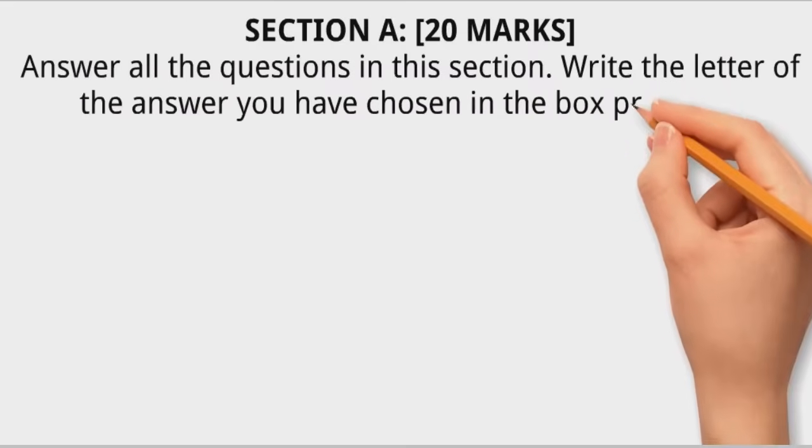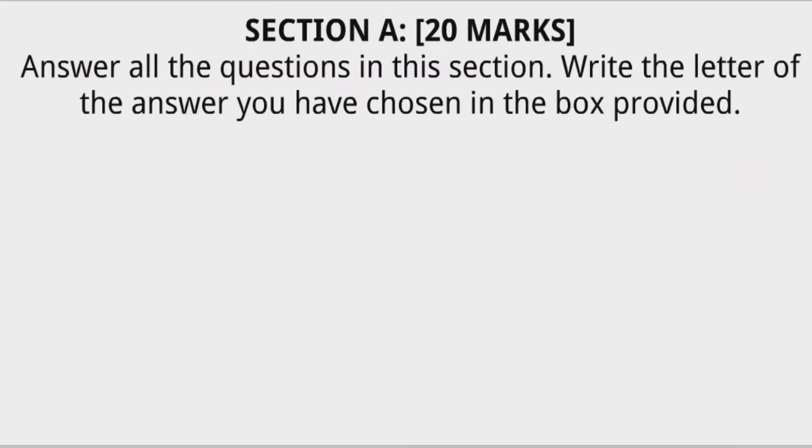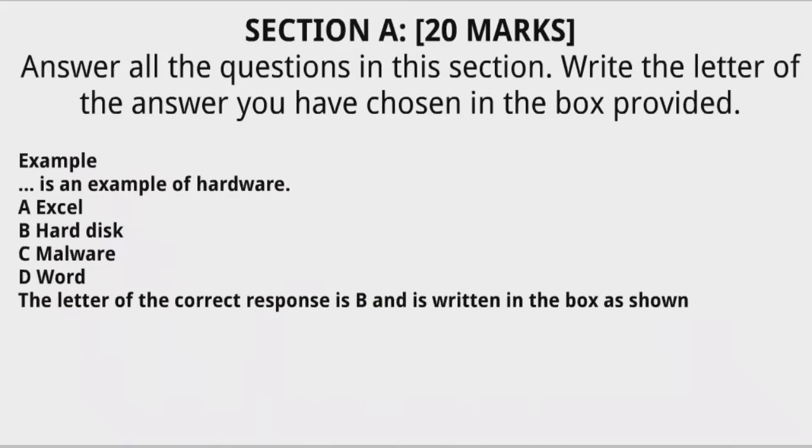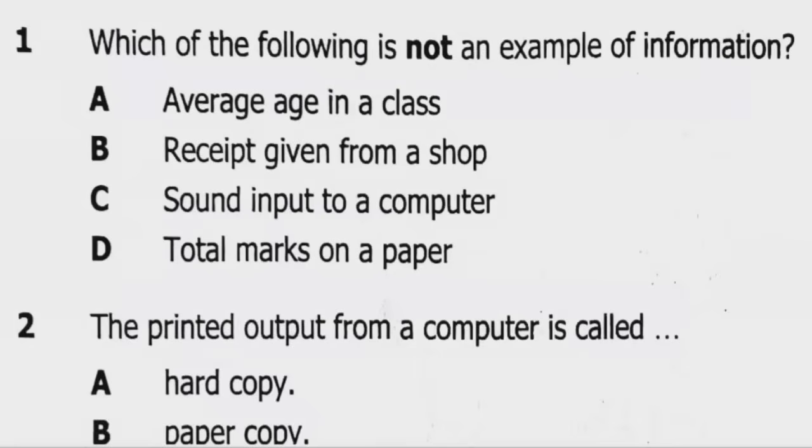20 marks. Answer all the questions in this section. Write the letter of the answer you have chosen in the box provided. Example. Dash is an example of hardware. A. Excel. B. Hard disk. C. Malware. D. Word. The letter of the correct response is B and is written in the box as shown.